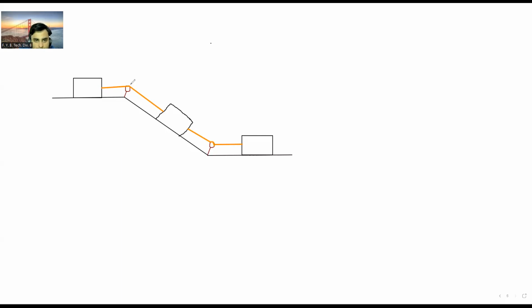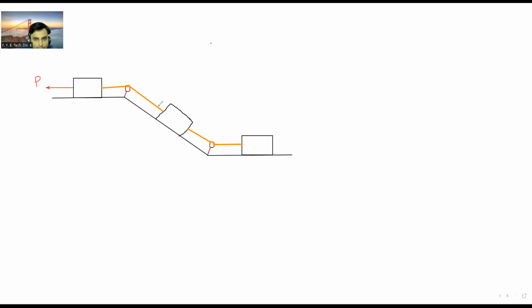The string is passed over the pulley. It is like this. And now here the external force is P, which is acting over P.